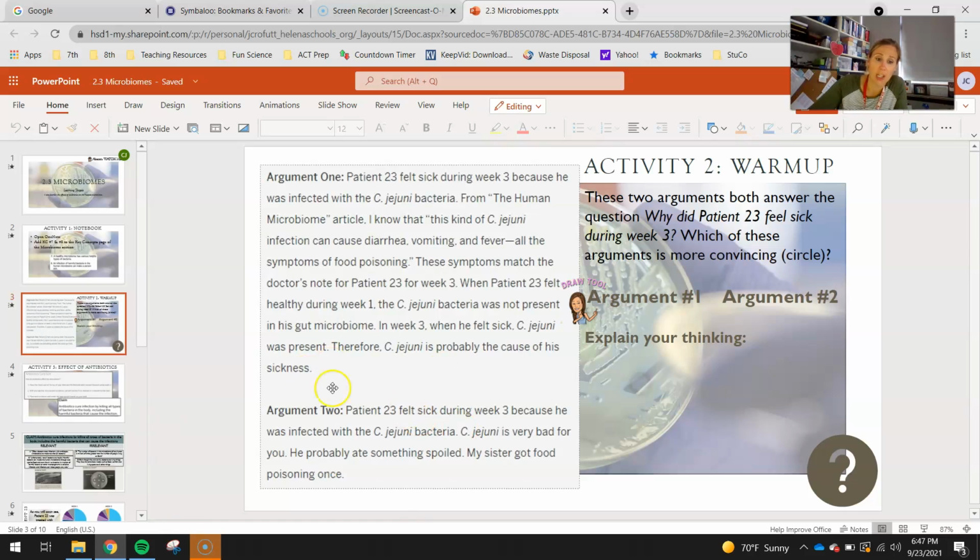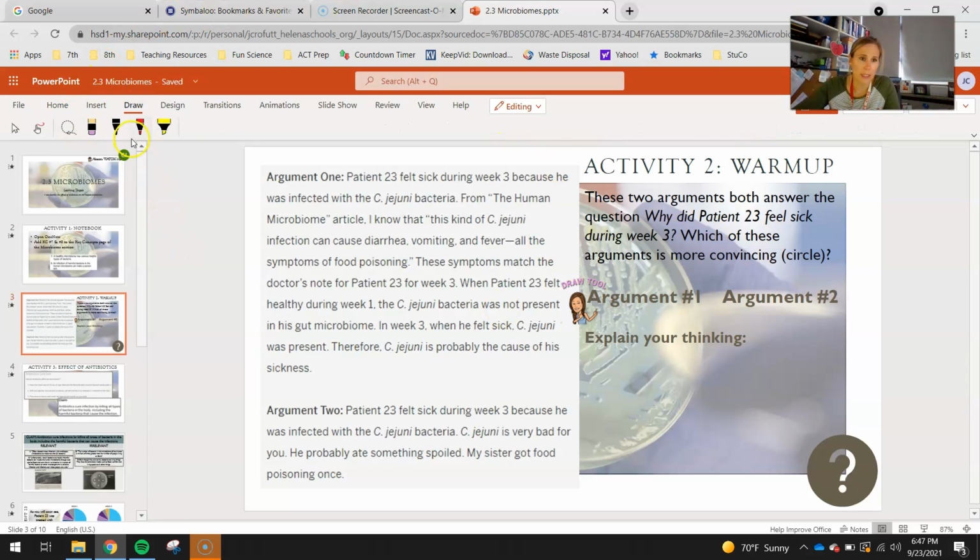Argument 2, on the other hand, patient 23 felt sick during week 3 because he was infected with the C. jejuni bacteria. C. jejuni is very bad for you. He probably ate something spoiled. My sister got food poisoning once. Okay, so you have 2 arguments, and while I'm sure both are compelling, one is clearly the better argument.